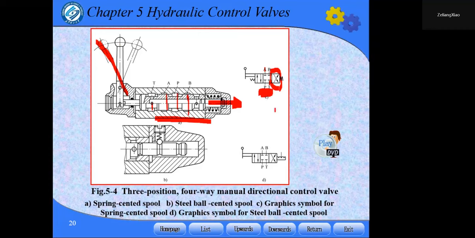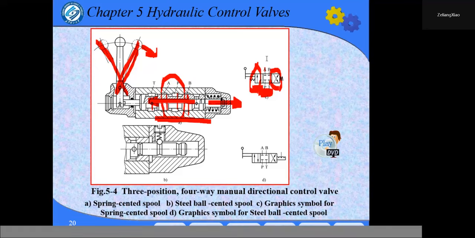Here, in this position, when the handle is operated in this direction, the core goes this way, and A and P are connected, and B and T are connected. So this can be described in the graphic symbol here.